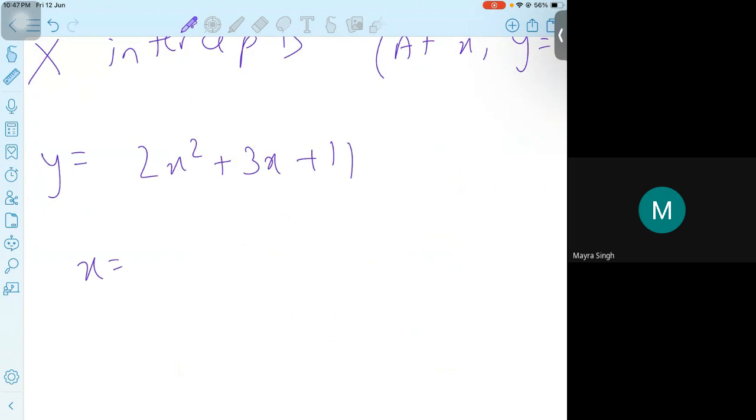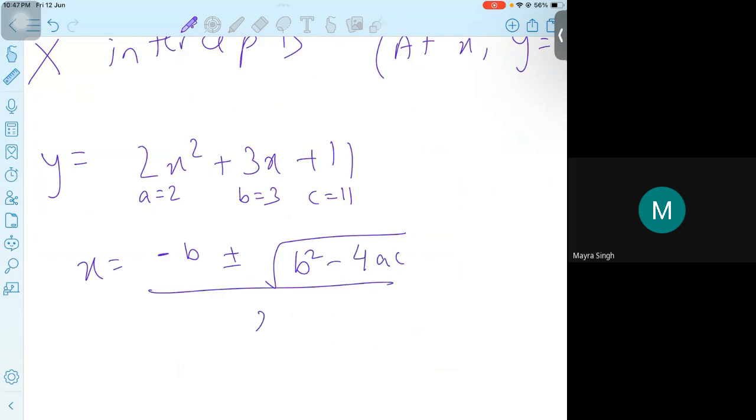So a is equal to 2, b is equal to 3, c is equal to 11. So x is equal to minus b plus minus root over b squared minus 4ac all over 2a. Any questions?